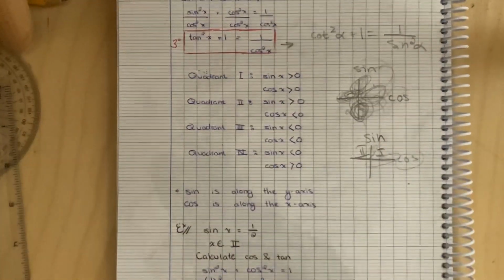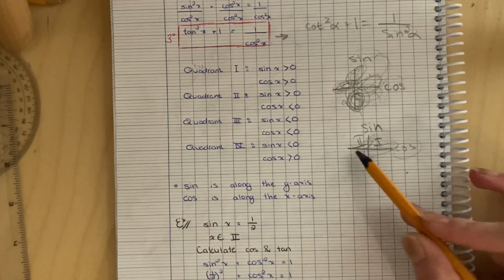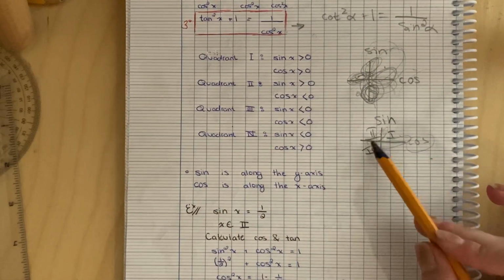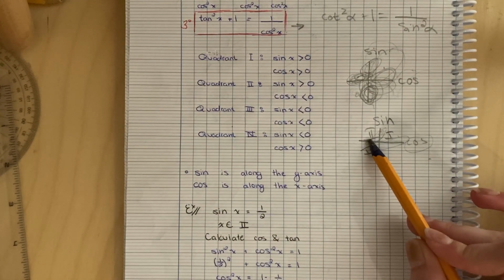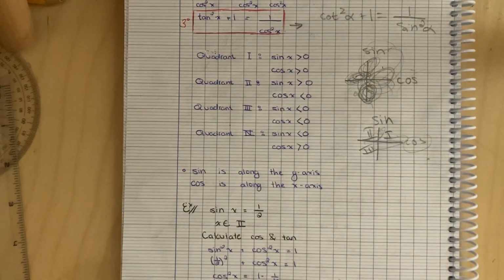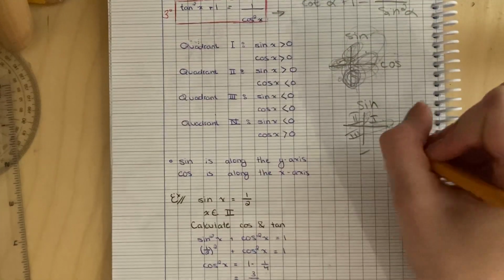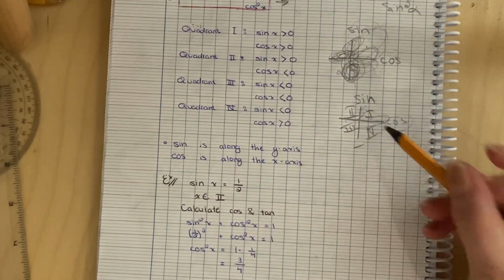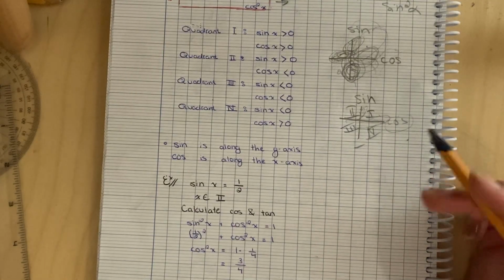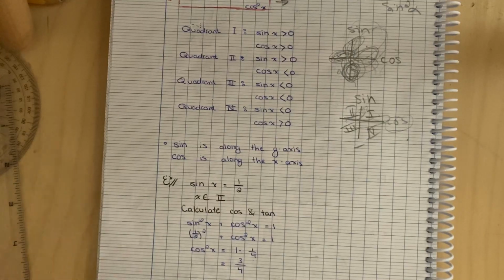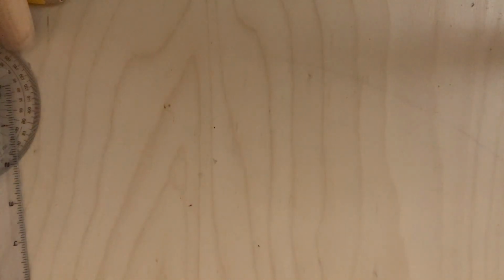In quadrant 2, sine is going to be positive, but cosine is going to be negative. In quadrant 3, cosine is going to be negative because we're still on the negative side of the x-axis. And this time sine is also going to be negative because we're on the negative side. And then in quadrant 4, cosine is going to be positive because we're back to the positive side of the x-axis, but sine is going to be negative because we're still on the negative side of the y-axis. So from this, there's a bunch of formulas that we can figure out that are pretty important that we can use in our exams.